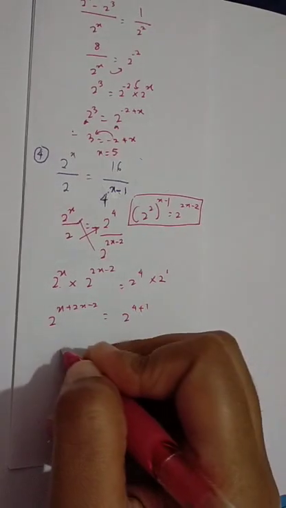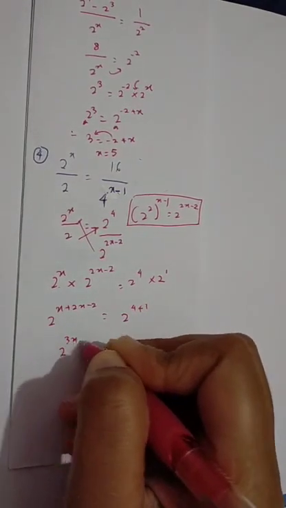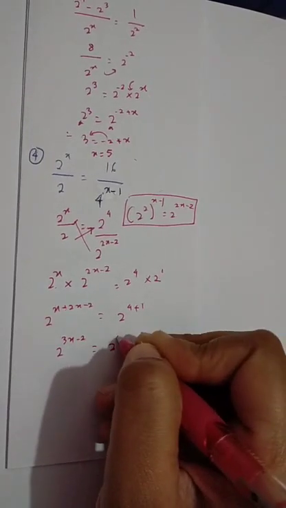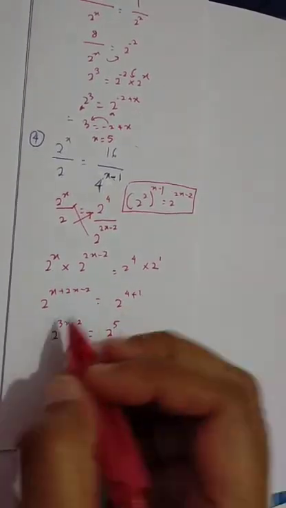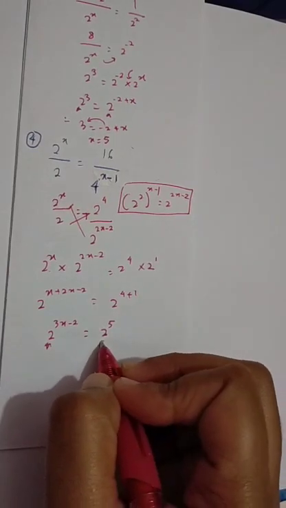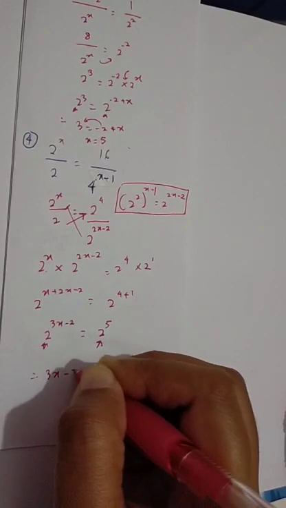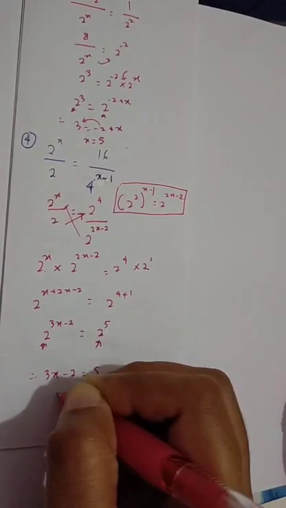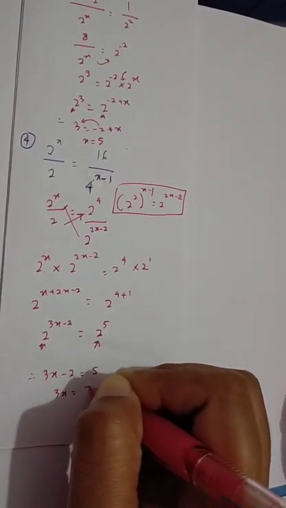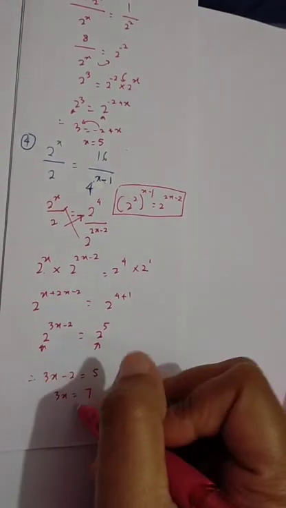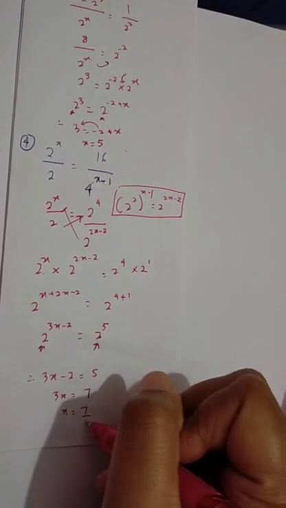So you can solve this one. 2 power of 3x minus 2 is equal to 2 power of 4 plus 1 is 5. Single indices, single indices. Therefore, 3x minus 2 is equal to 5. 3x is equal to 7. Okay, 2 brought to this side will be plus. So 5 plus 2 is 7. So x is equal to 7 over 3.